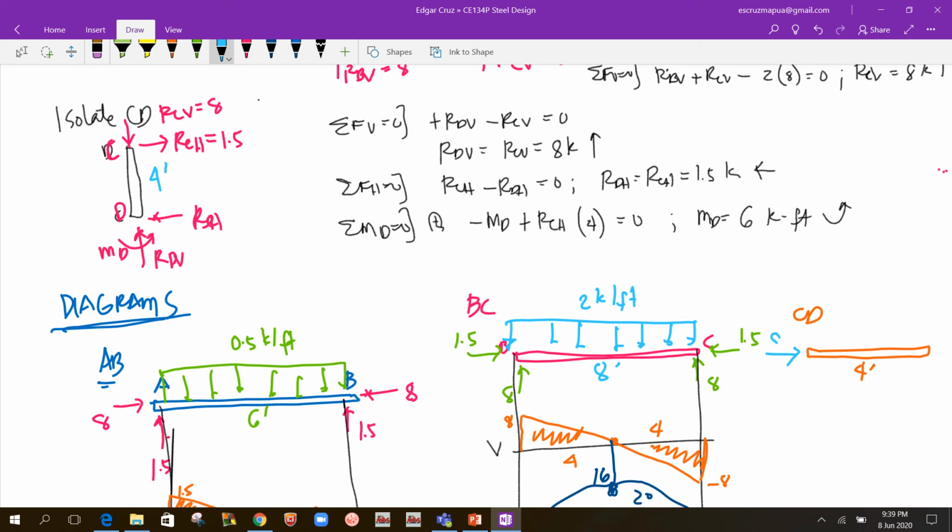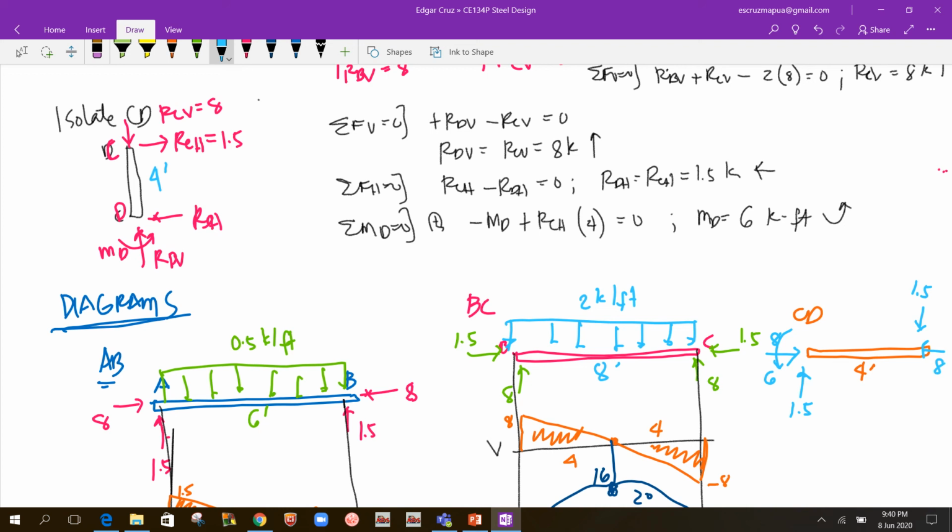So, 8. Tapos, meron kang RDH. Ang RDH natin, ilan ba? 1.5. Tapos, may moment tayo na counterclockwise, which is 6. Tapos sa kabilang dulo naman, sa point D, meron tayong pababa na 1.5. Tapos may kaliwa tayo na 8. Walang moment, tas wala tayong load.